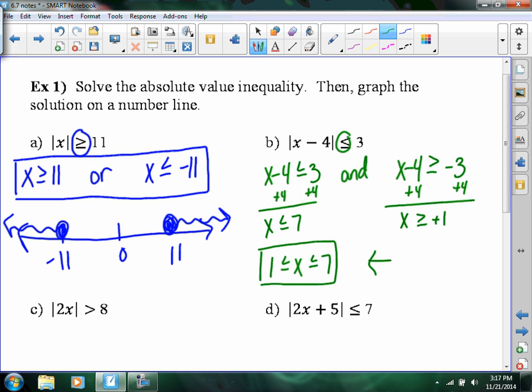And then we have to make our graph. So 1, maybe 4 is in the middle, and then 7. So I'm going to have a closed circle on 1, closed circle on 7, and I'm going to shade everything above the 1 and everything below the 7. So you can see where that shading would overlap. That's going to be my and compound inequality.